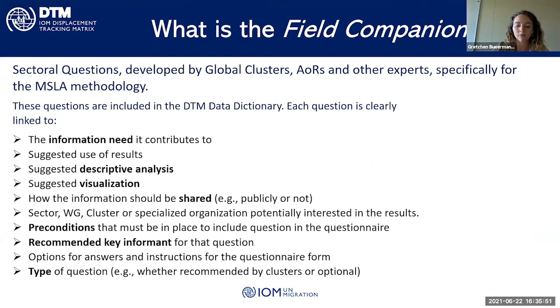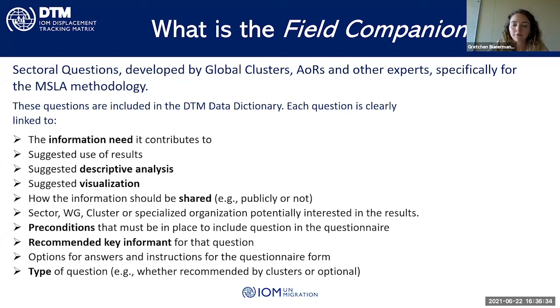So one is the Field Companion, which is basically a tool that includes suggestions for how to best use DTM data. So that includes what information needs, questions contribute to, suggested use of results, even how to visualize certain types of things. Sensitivity issues, how information should be shared. The Field Companion comes with a do no harm checklist for minimizing risk when developing questions. And then it has sectoral guidance for modifying and using each of these questions. So I would encourage you all to look at that.